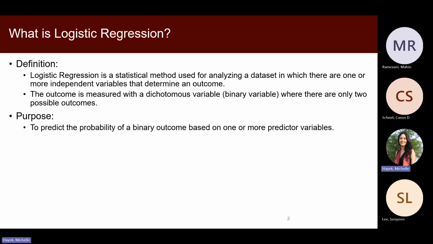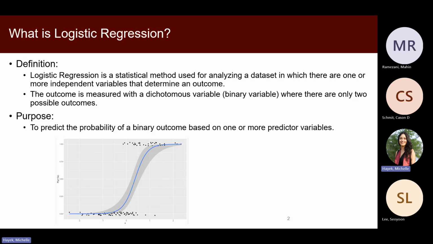So what is a logistic regression? A logistic regression is a statistical model that is used for analyzing data sets where there's one or more independent variables that determine a certain outcome. Now, the outcome is measured with a dichotomous variable, so a binary variable where there's only two possible outcomes. The purpose is to predict the probability of a binary outcome based on these one or more predictors.